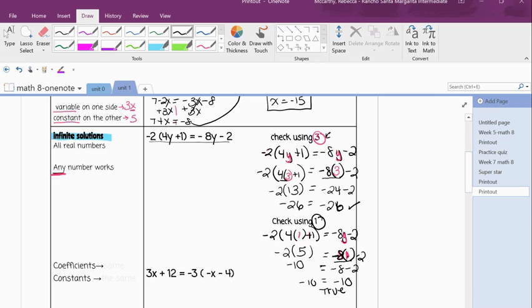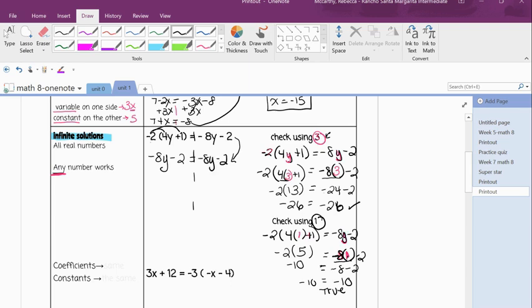That's what we mean by infinite number of solutions: any number I choose will give me a true statement. So how do I know if it's going to be an infinite number of solutions without checking every number? We're going to show it algebraically. The first thing I do is simplify each side. A negative 2 times 4y gives me a negative 8y. A negative 2 times 1 gives me a negative 2. So the left side is simplified. Now I'm going to simplify the right side. It is already simplified, so I'm just going to bring it down.